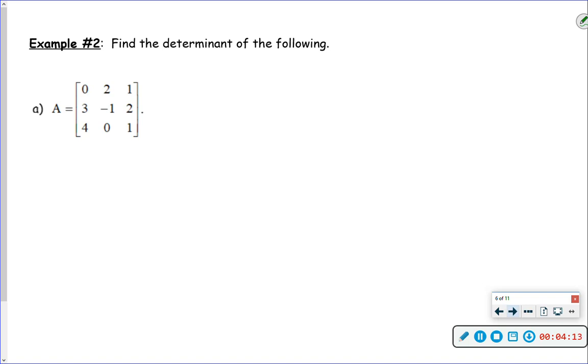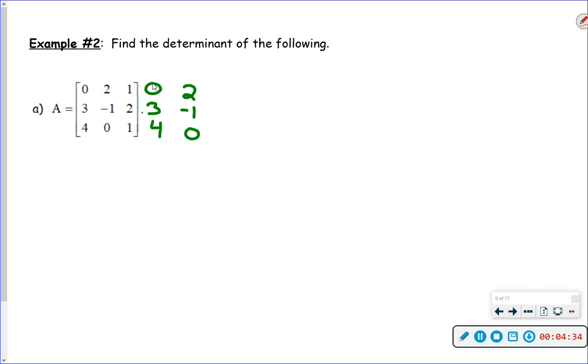First thing, your first 2 columns, I'm just going to add those on the back. I'm just going to repeat them. So I'm going to add on a 0, 3, 4 back here. You'll see in a minute why. And I'm going to also re-copy down the middle column. So that's the first mission.